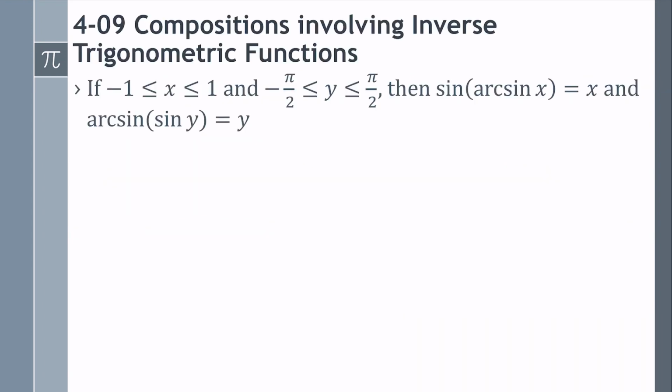Alright, if x is between -1 and 1, so that's our domain, and y is between -π/2 and π/2, this is our range, then sine of arcsine of x equals x. Why? Because these are inverses, and inverses cancel each other out. The same here. These are inverses, and inverses undo each other. It's like they cancel each other out.